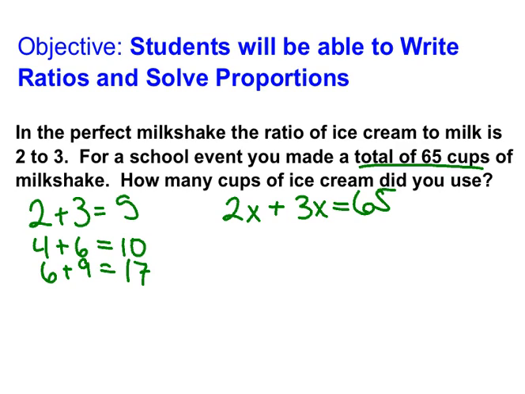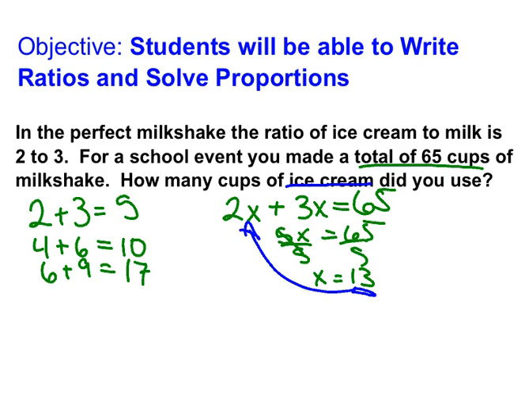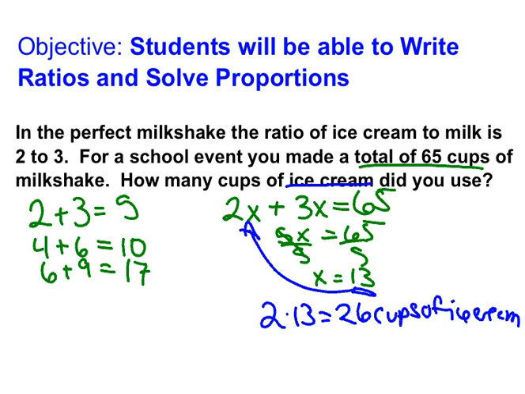So we combine our like terms, 2x plus 3x gives us 5x equals 65. Divide both sides by 5, and x equals 13. So we're making 13 servings of milkshake. Now what we want to do is take that 13 and multiply it by the amount of ice cream that is in one serving. Well, there are 2 cups of ice cream in one serving, so we're going to go 2 times 13. That gives us a total of 26 cups of ice cream. And so that's our first part, using a ratio to help us find a total value.